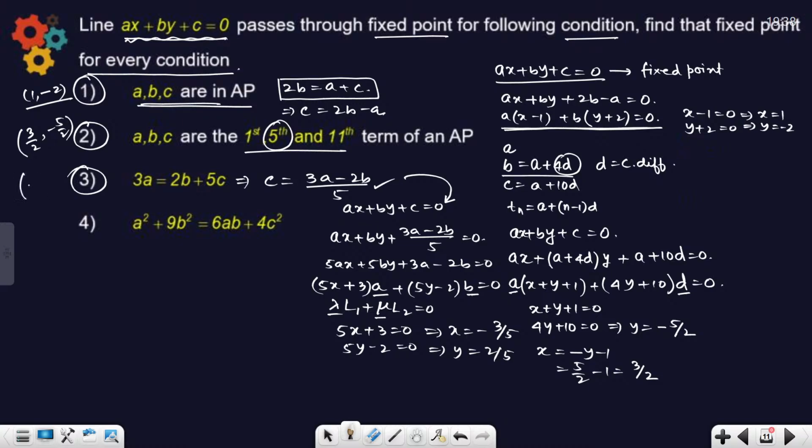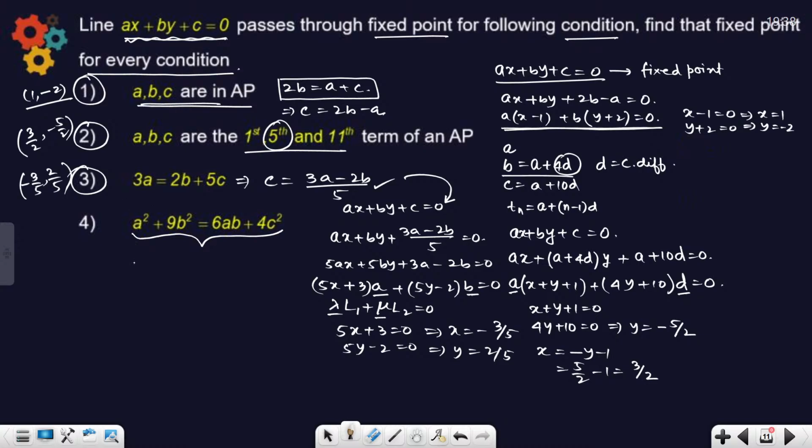Therefore, that fixed point here is minus 3 over 5, comma, 2 over 5. That's it. Is it clear to all? Now, I'm not going to complete this part. This you will do. But can you please give me some idea just by looking at this expression? How to relate A, B and C?